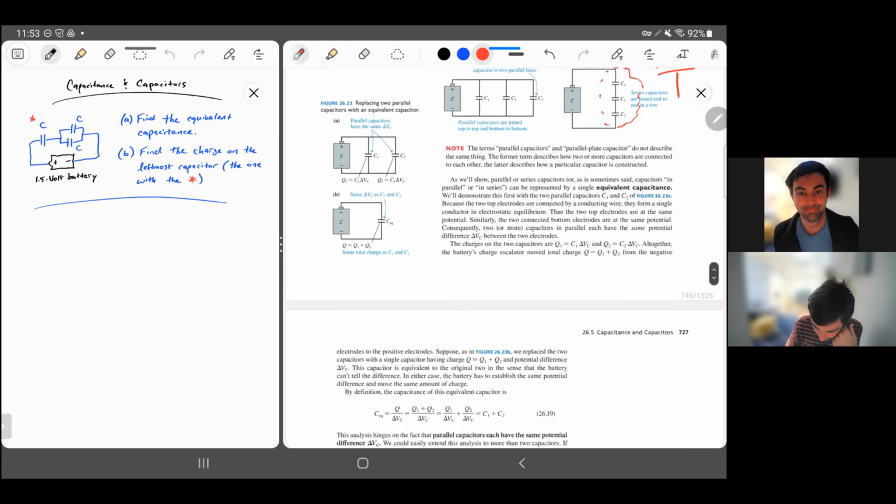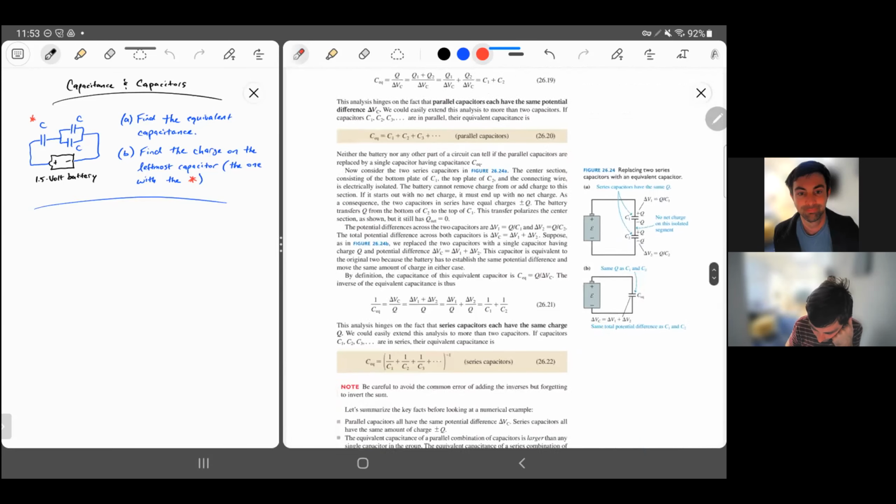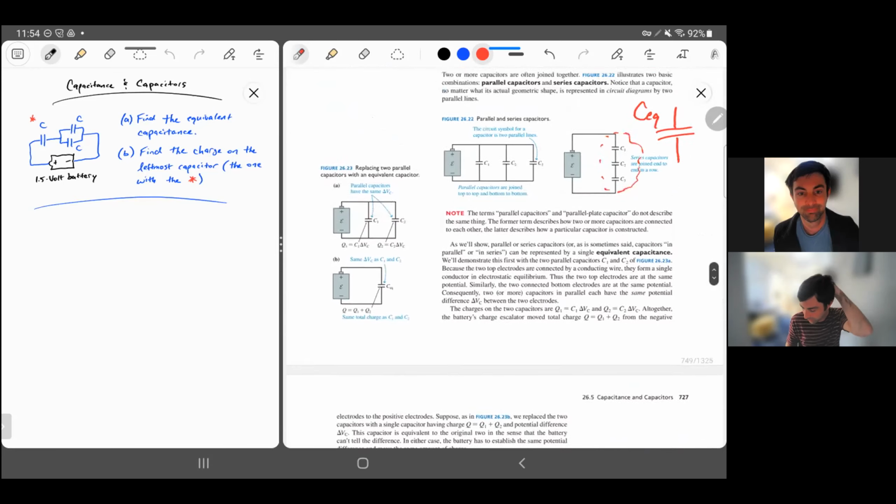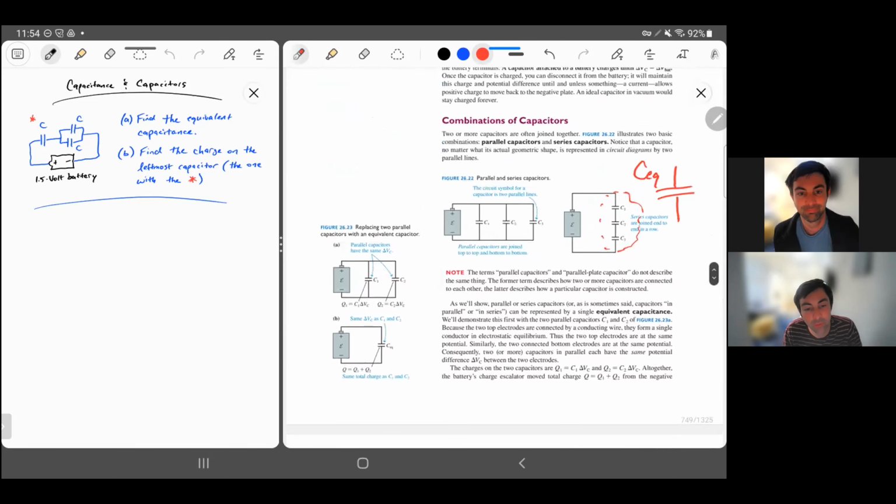So the next part of the book derives formulas for two different types of combinations. So we need to know what the types of combinations are. And the two words are parallel and series. So parallel versus series combinations of capacitors. So there's some rules for this. Okay, so series is probably a little easier, right?